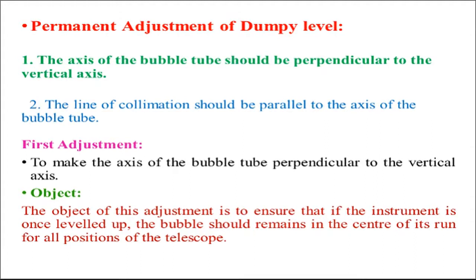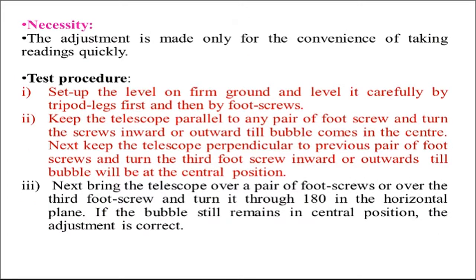First of all, we will discuss the first adjustment: to make the axis of the bubble tube perpendicular to the vertical axis. The objective of this adjustment is to ensure that once the instrument is leveled, the bubble should remain in the center of its run for all positions of the telescope. This means that if we rotate the telescope through 360 degrees, it should remain in the center of its run. Necessity: if the adjustment is present in the instrument, then it is convenient for taking readings quickly.